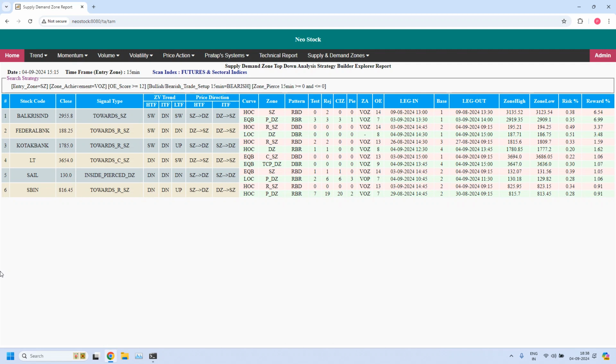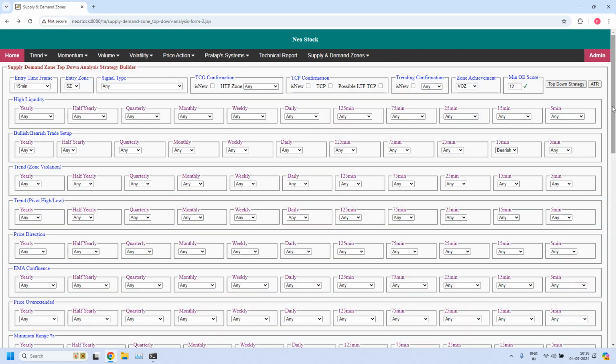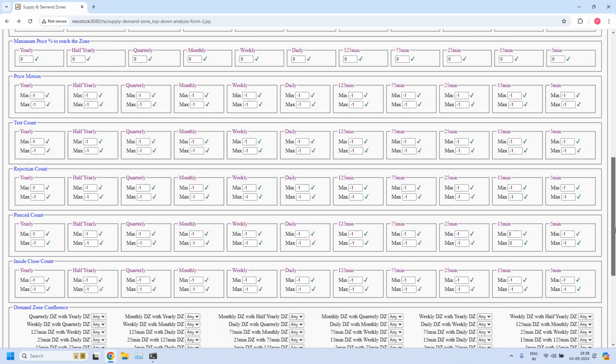That is, entry time frame is 15 minutes, and entry is at supply zones because it is a bearish trade setup. Now let's look for high probability setups. Let us verify if any of these supply zones are having confluence with ITF time frame. That is 15 minutes and 75 minutes supply zone confluence.